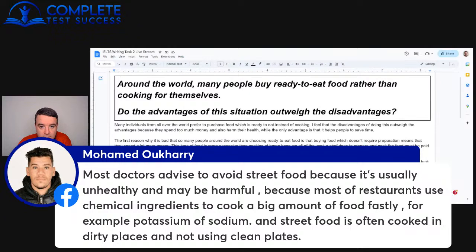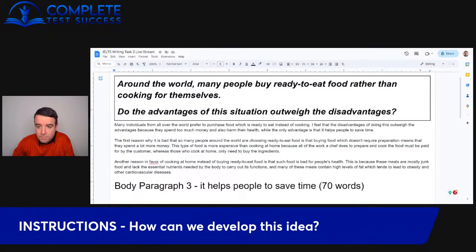Most doctors advise to avoid street food because it's usually unhealthy and may be harmful, because most restaurants use chemicals to cook a big amount of food quickly. For example, potassium or sodium, and street food is often cooked in dirty places and not using clean plates. Yeah, that all makes sense. Good job, Mohammed.